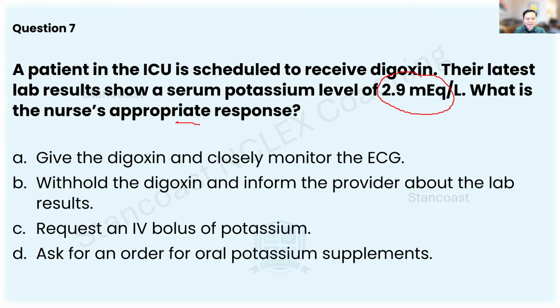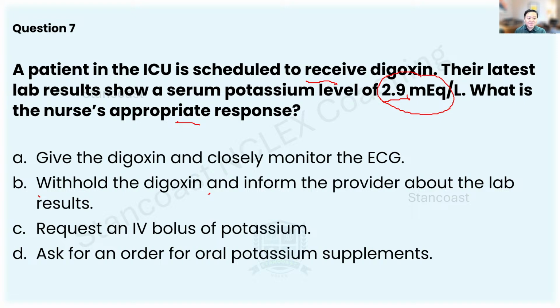So take note, guys, your patient has hypokalemia, 2.9, and they're supposed to receive digoxin. So what would be the safe step here? Is that to give digoxin and closely monitor the ECG? Or are you going to withhold the digoxin and inform the medical provider about the lab results? Or are you going to request an IV bolus of potassium? Or will you ask for an order for oral potassium supplements?